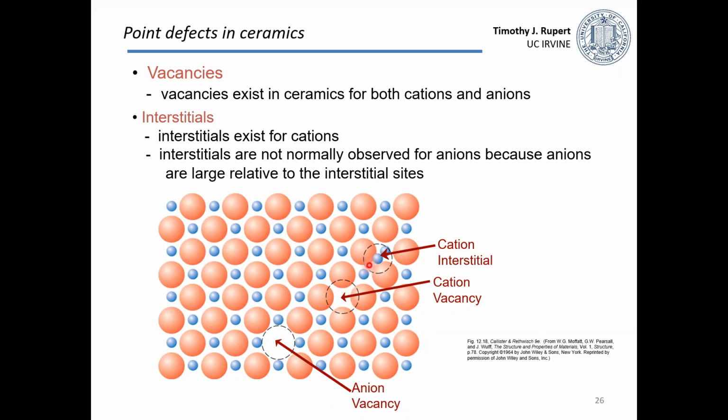So we can get a cation interstitial. This is where an extra blue atom has found some open space in the structure and found in there. But it's important to point out that we don't normally see interstitials from anions. So if you think about it, it'd be really hard to fit another big orange atom anywhere in this lattice because there's not enough open space. So the fact that they're generally larger means that they're not going to be able to form interstitials.